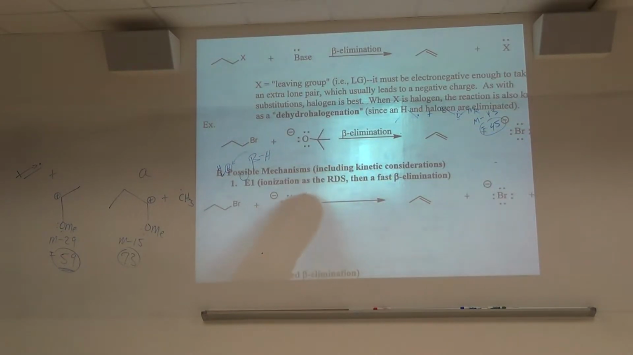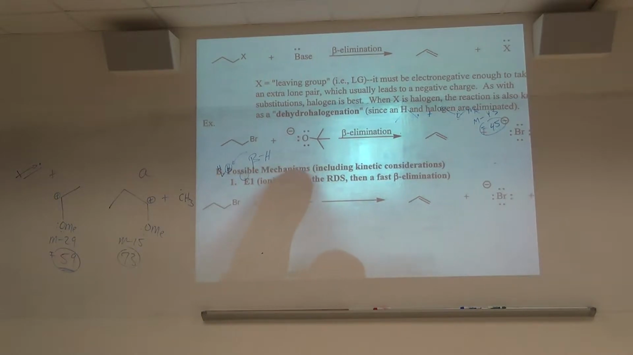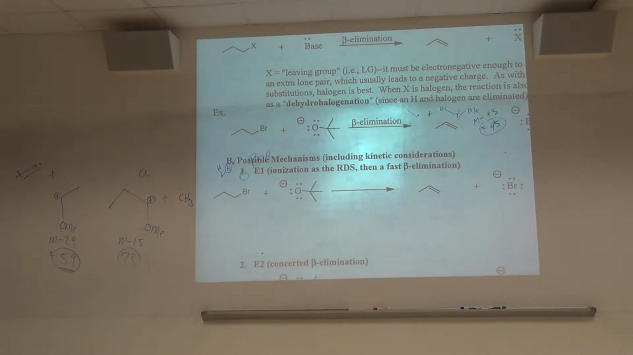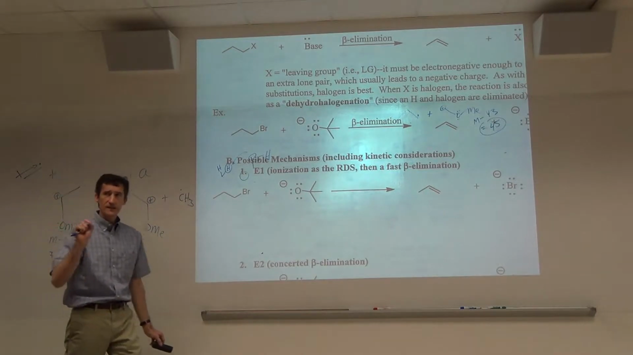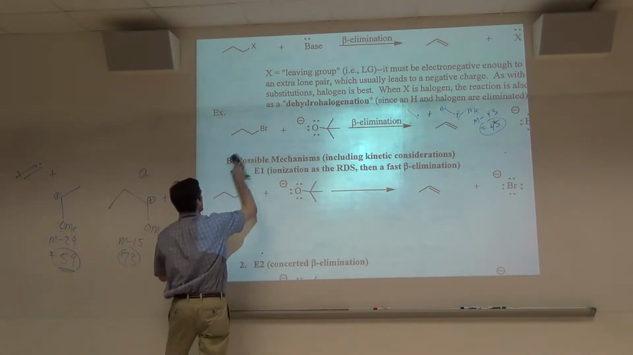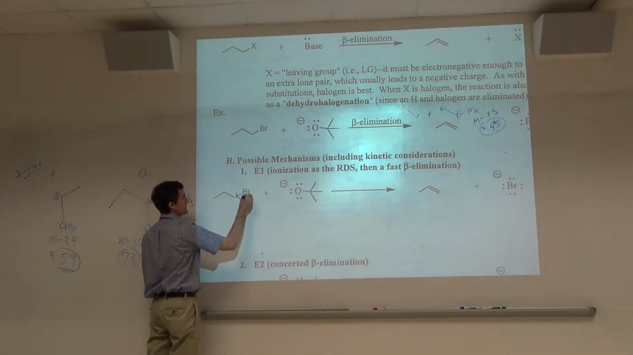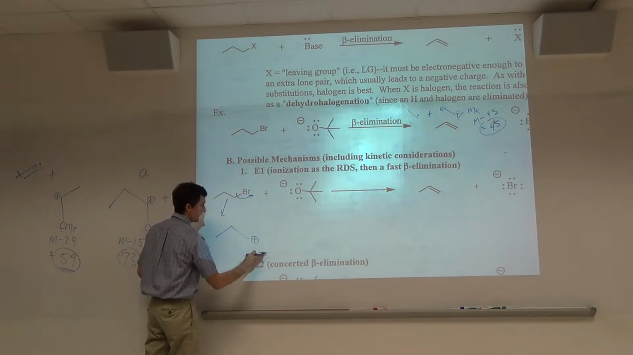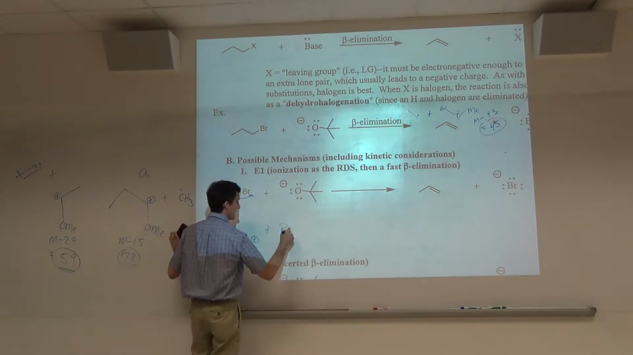All right, so let's look at two possible mechanisms for this dehydrohalogenation reaction. Let's do what's going to be called E1. E1, the first step is just like SN1. What's the first step of SN1? Leaving group leaves. That is, this just leaves. If it just leaves, what do we get? We get that plus Br minus.